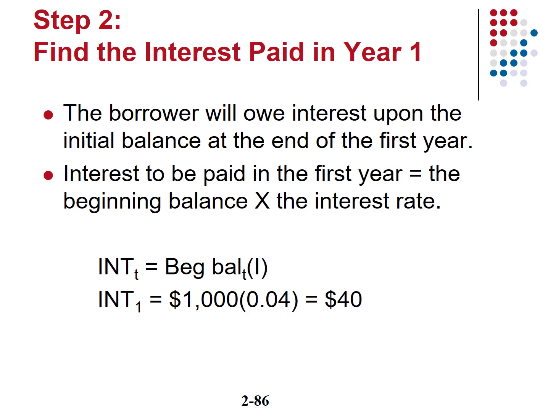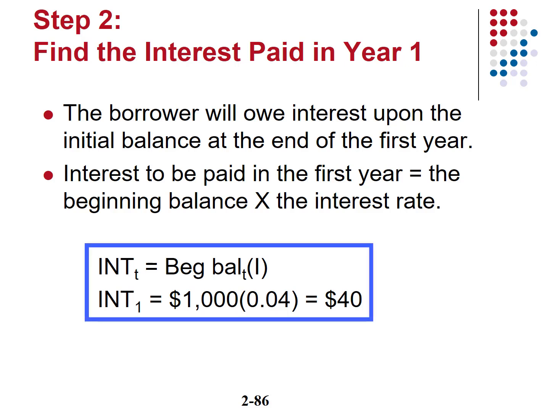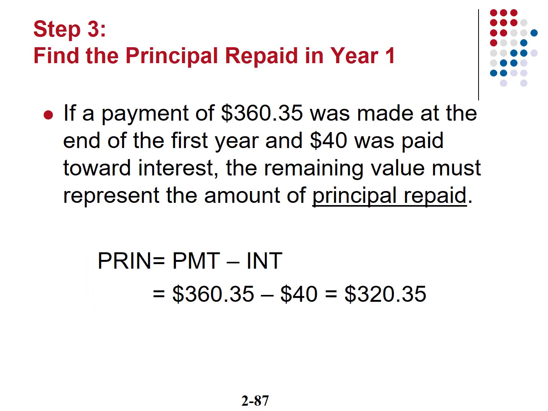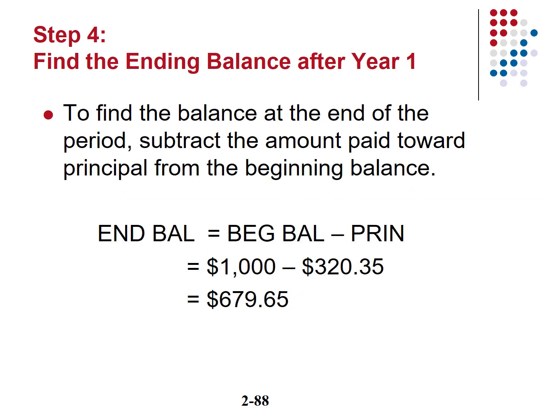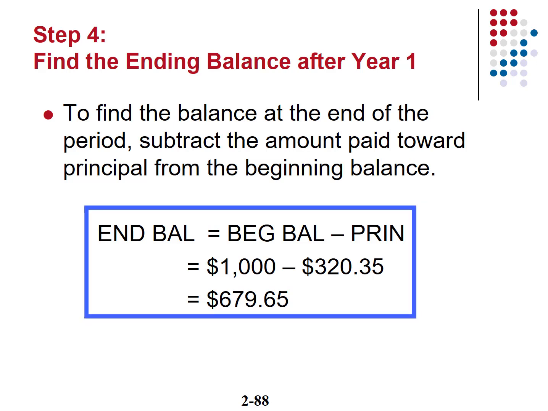Step 2 is to find the interest paid in the first year. It's the loan balance times the interest rate, $40. Step 3, the reduction in principal in year 1 equals the total payment minus any interest, $360.35 minus 40. So we'll apply $320.35 to principal. And the last step, the year 1 ending balance is the year 1 beginning balance minus the amount applied to principal. So the ending balance is $1,000 minus $320.35.